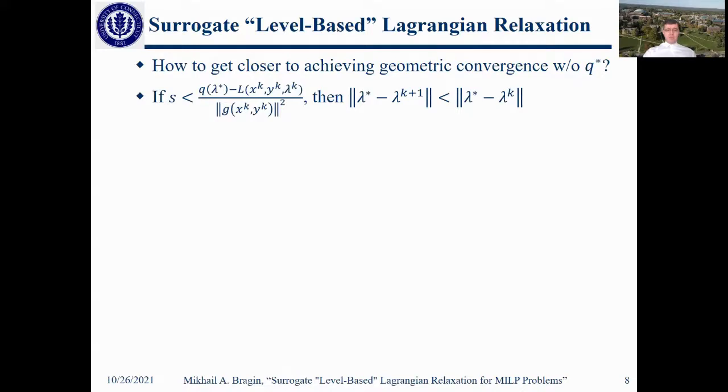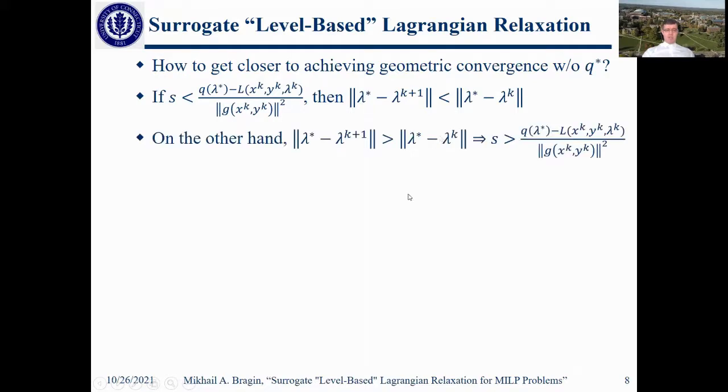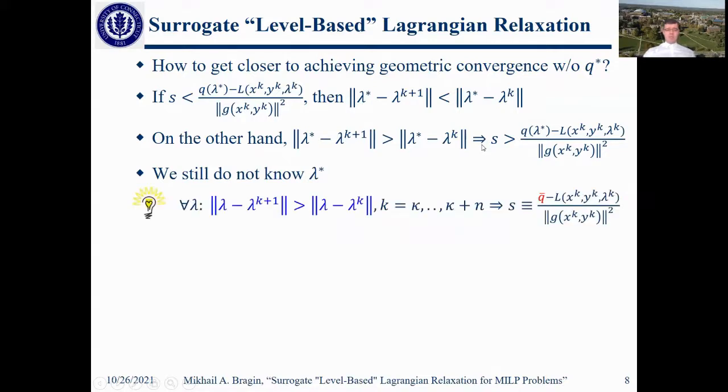We know from the previous slide that if step size satisfies the Polyak's formula, then multipliers converge to the optimal multipliers. On the other hand, it can be inferred that if multipliers diverge, then it's only possible when step sizes are too large. How does it help us? We still do not know the optimal multipliers.